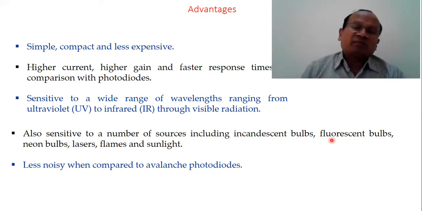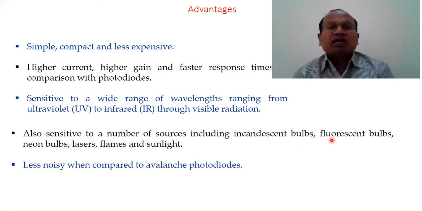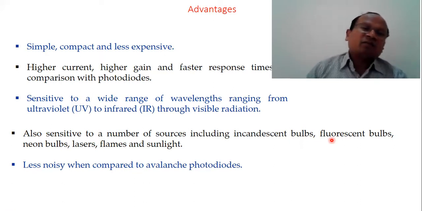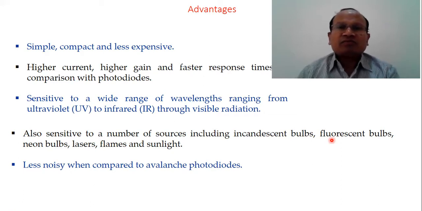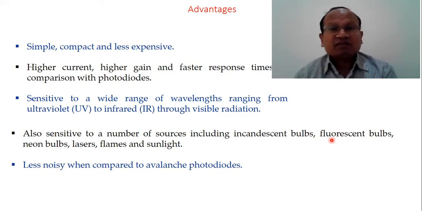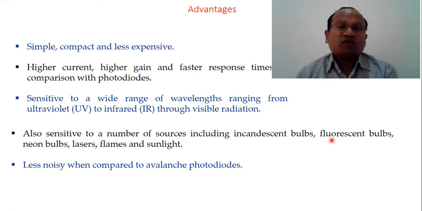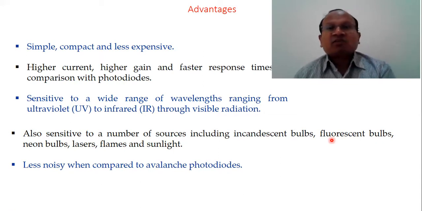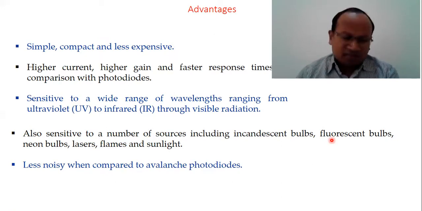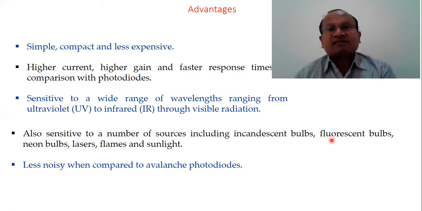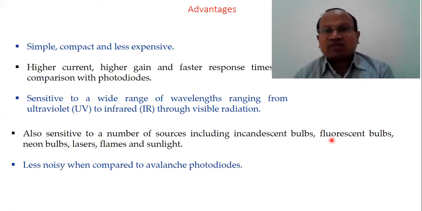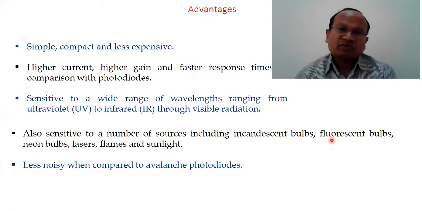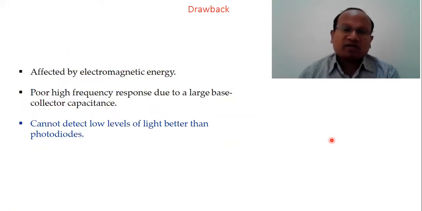Because when we compare photodiode and avalanche photodiode, avalanche is a process which itself has the biggest factor of noise due to the avalanche process. But as far as the phototransistor is concerned, its noise factor is very low, it is less noisy as compared to the photodiode or avalanche photodiode.